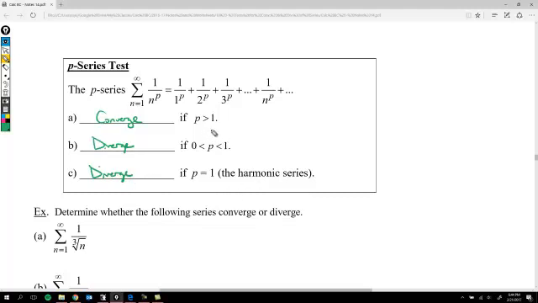So essentially, we want our p to be greater than 1. If the power right here is greater than 1, it will converge. If it's anything other than that, it'll diverge. And you might be wondering why I don't have negatives included here. Well, if I have 1 over x to the negative 1, that's just x. And so, that's a whole other thing.